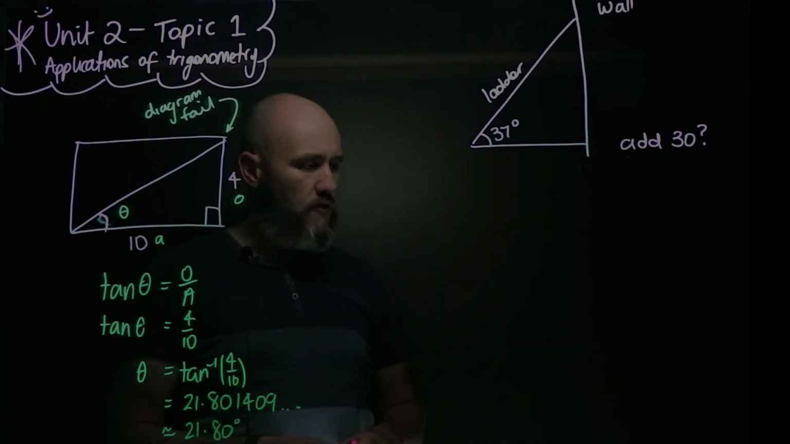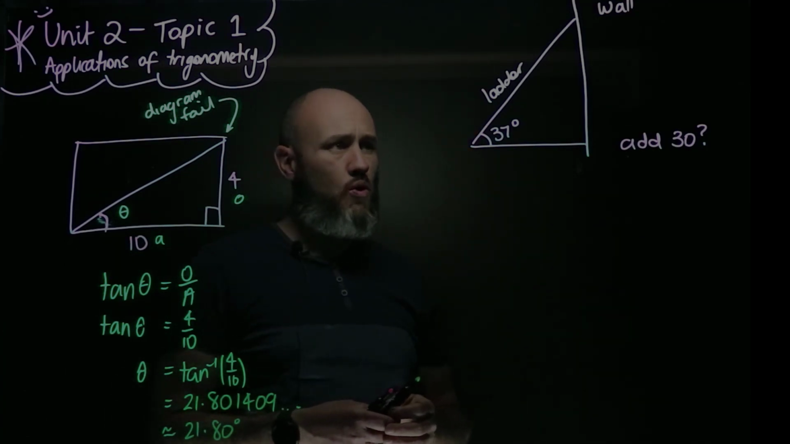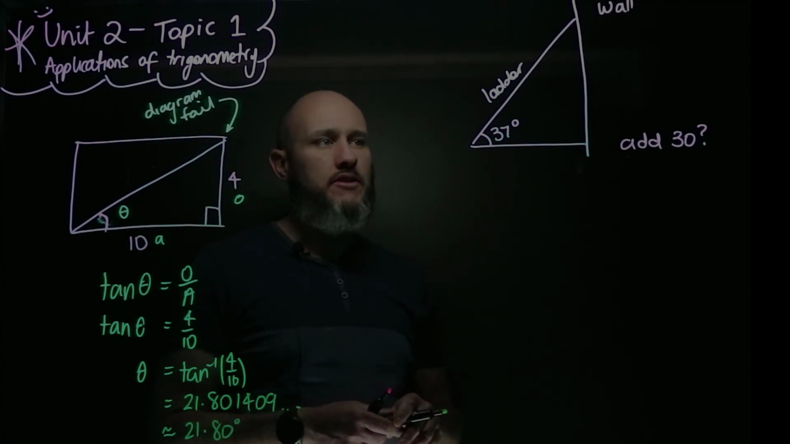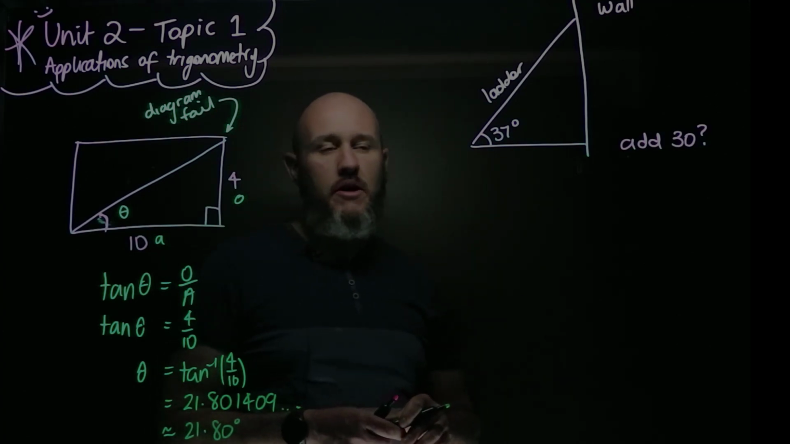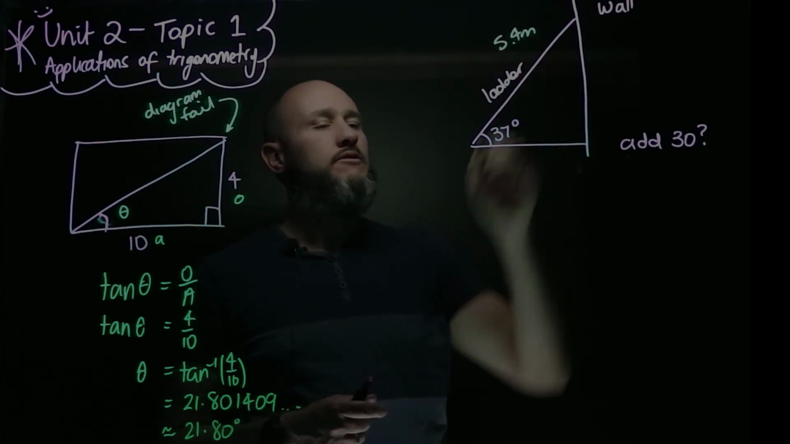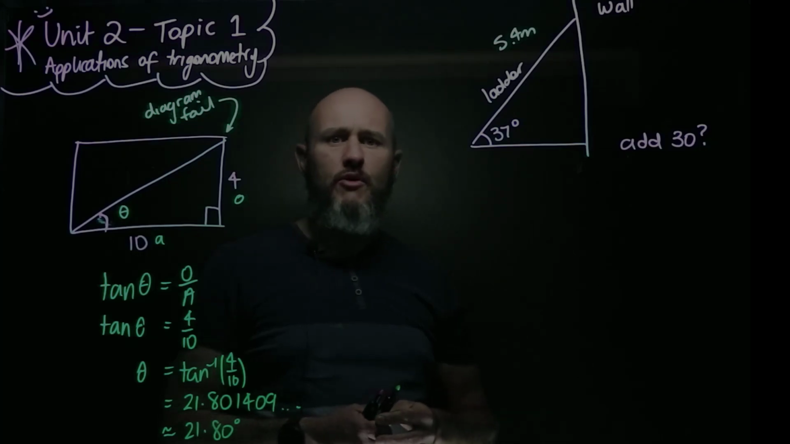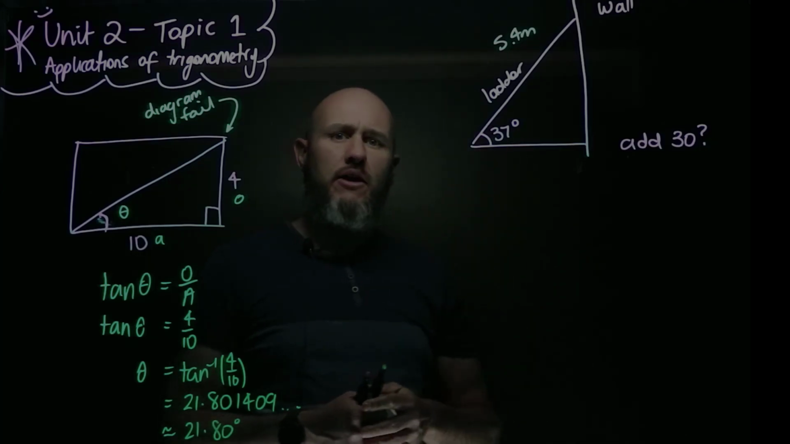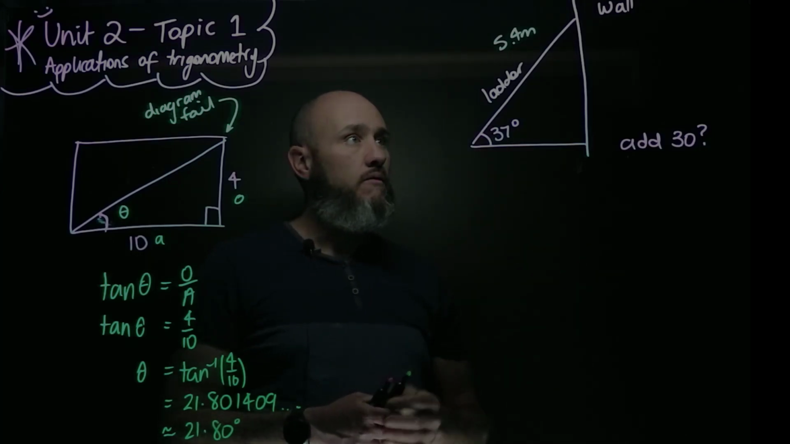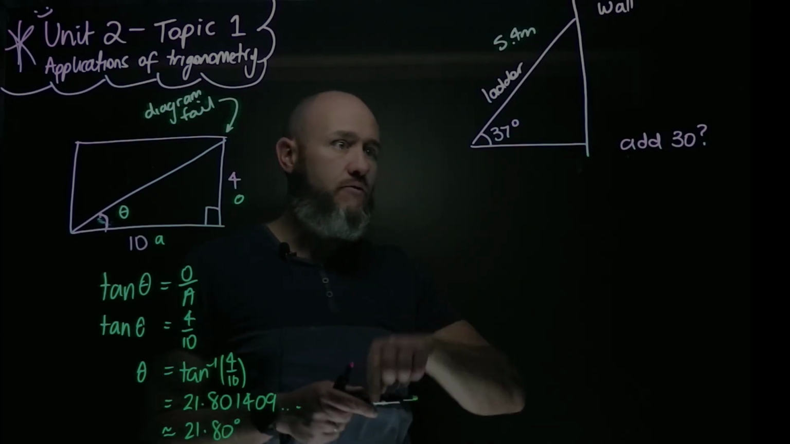Here's maybe a slightly tougher one. So the question is, I've got a ladder leaning up against a wall, and it's at an angle of 37 degrees. Now my ladder, fully extended, is 5.4 metres. I want to know how much higher can I reach up the wall if I increase my angle of inclination by 30 degrees. So I want to know what happens then if I increase that.